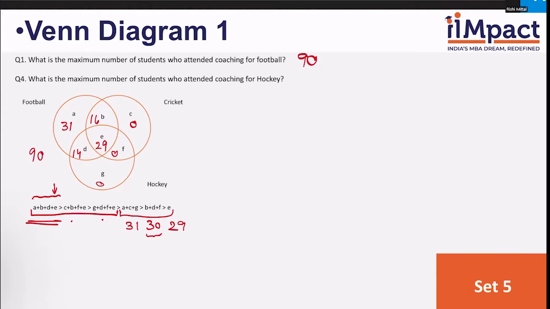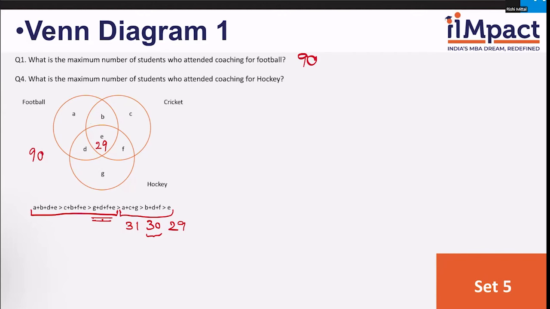Okay. Next question. What is the maximum number of students who attended coaching for hockey? So let's look at that. Now, when I'm looking at hockey, I have G plus D plus F plus E, correct? G plus D plus F plus E. Again, I have to maximize this. So I'll start with one variable. We've already found the maximum value of E to be 29. Let's just remove this.